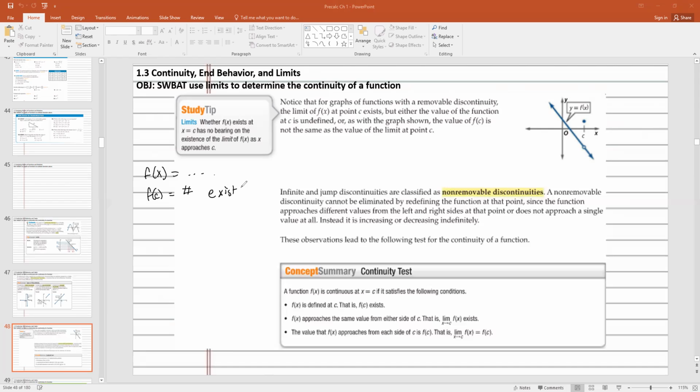All right. If you plug in c and you get a "does not exist," one that's not possible, then it does not exist. I guess that's pretty self-explanatory.